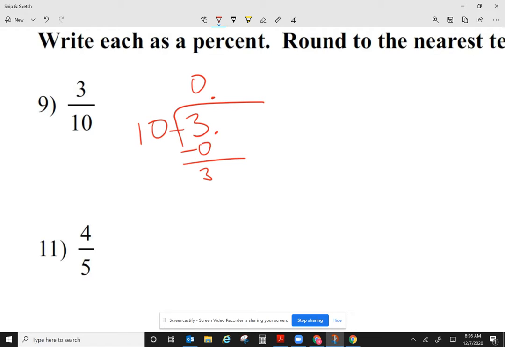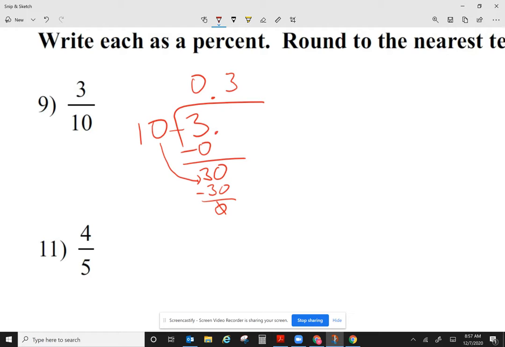Bring down the next number. After the decimal point, I have as many zeros as I need. Then I ask myself, how many times does 10 go into 30? Well, 3 times, because 10 times 3 is 30. When I subtract this, I get 0. So my decimal is 0.3.